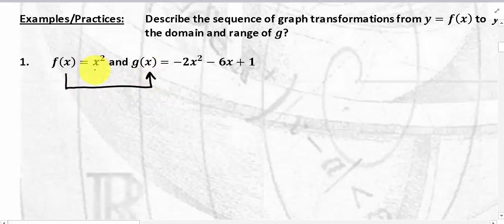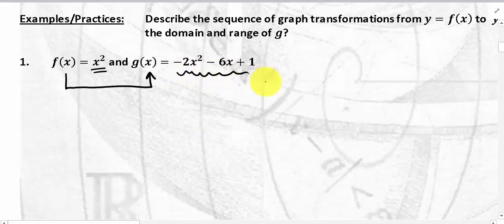Okay, so this is what I sometimes call the mother function. It's often called the parent function. There is no official name for it. It's a function you are transforming. It's a very simple function and it becomes a little bit more complicated. Okay, so how do we do that?